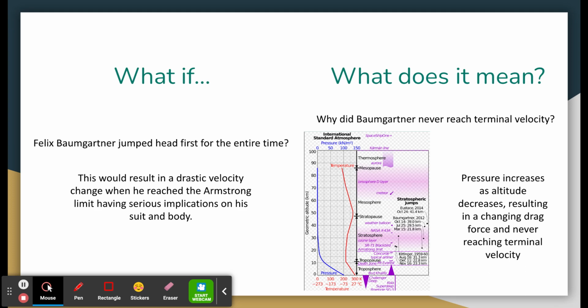And then also, why did he never reach the terminal velocity? Well, as we can see, as he falls down, the pressure increases, and because it's never constant, it's always increasing, he constantly achieves a different velocity, and he never reaches terminal velocity as drag is increasing.